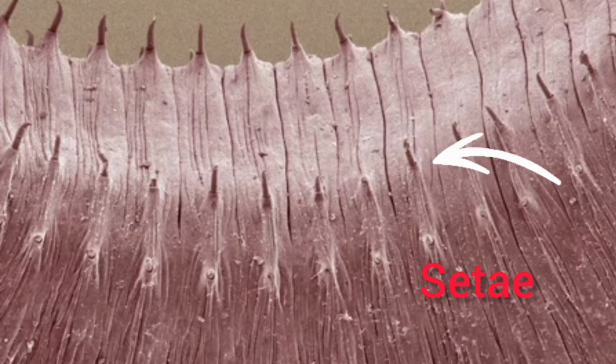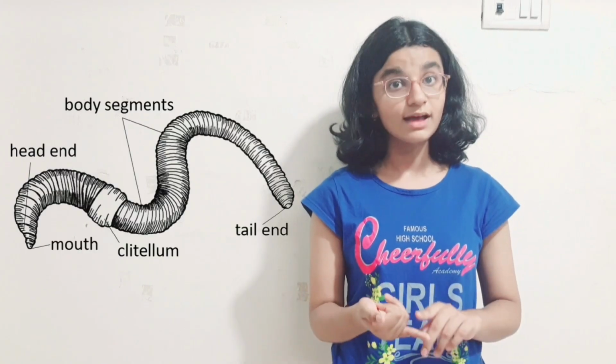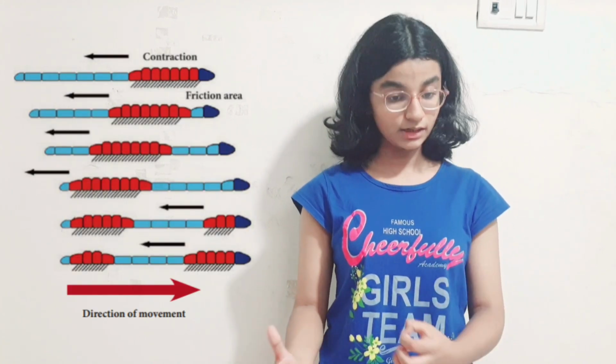There are 80 to 120 setae in each segment of the body. There are setae present in every segment except for the first, last and the clitellum. The body of an earthworm does not have any bones. Instead, it has a liquid known as coelomic fluid which helps it to maintain its shape. Coelomic means body.